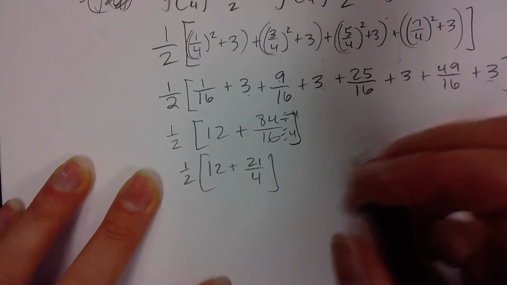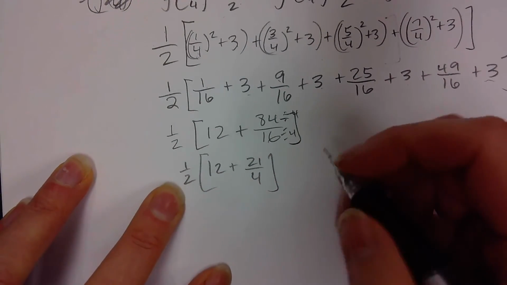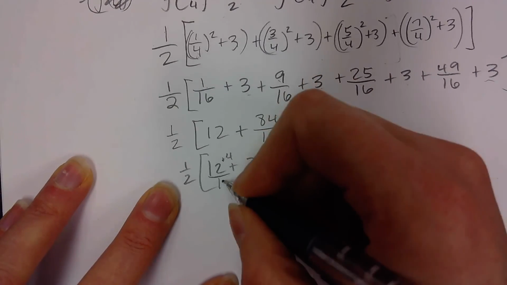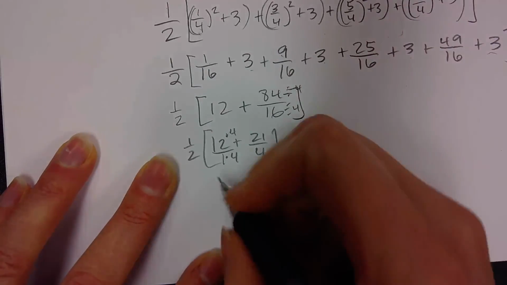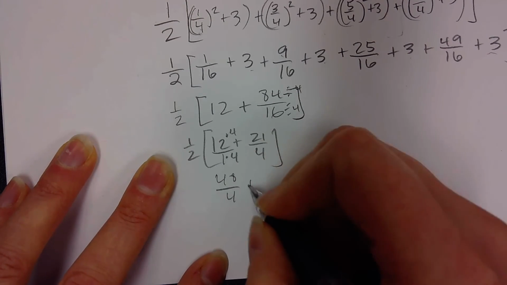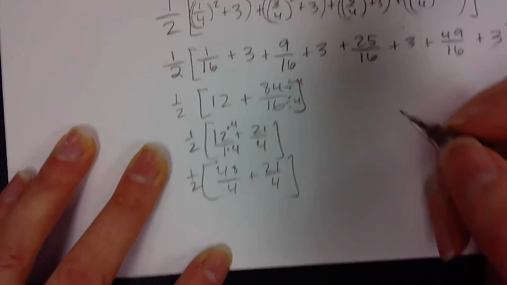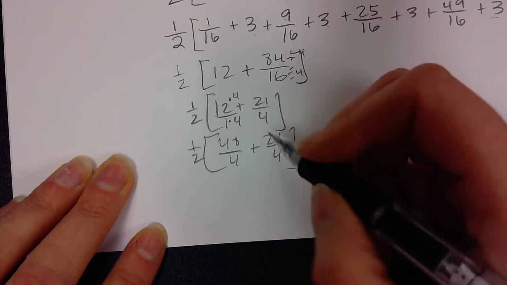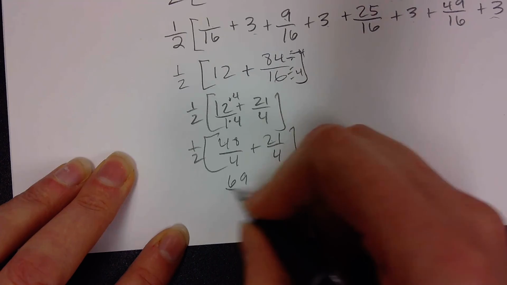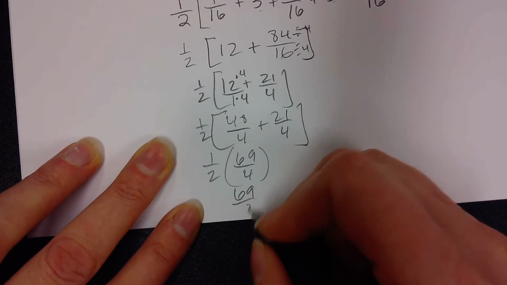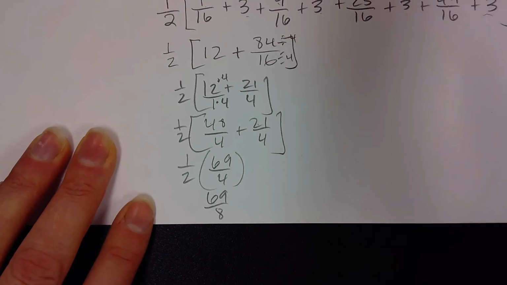Let's see. I probably want to add them together before I multiply. So I would want to multiply this top and bottom by 4 to get a common denominator. So 48/4 plus 21/4. Let's see, that's going to be 69/4, but then times a half is going to be 69/8. So that's going to be my approximation for my area.